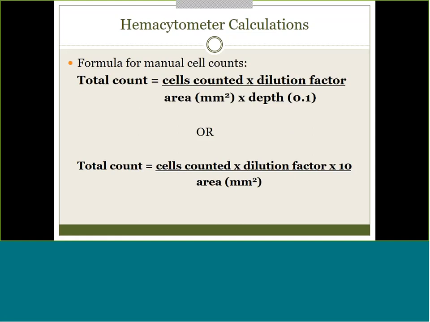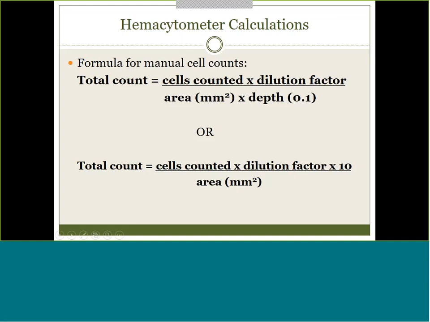So here's the actual formula to calculate the manual cell count once you get done. There are two different ways. They're the same formula, just written out two different ways. So memorize one of them. You have to know one of them. They will get you the same answer.